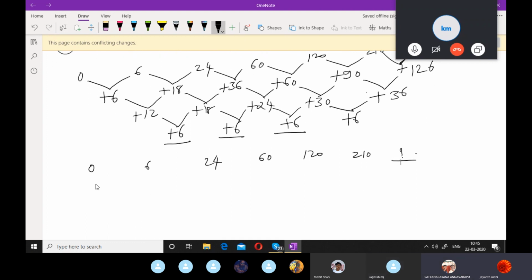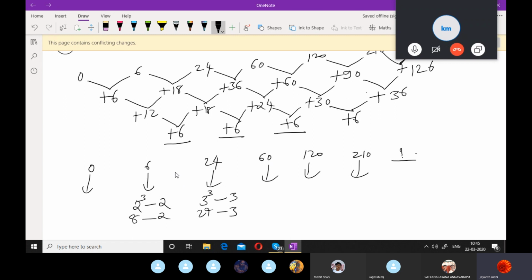See, all these are very near to cubes. All these are very near to cubes. How? 2 cube. What is 2 cube? 8. 8 minus 2, 6. What is 3 cube? 27. Okay. 27 minus 3, 24. Okay. This is very near to 4 cubes.